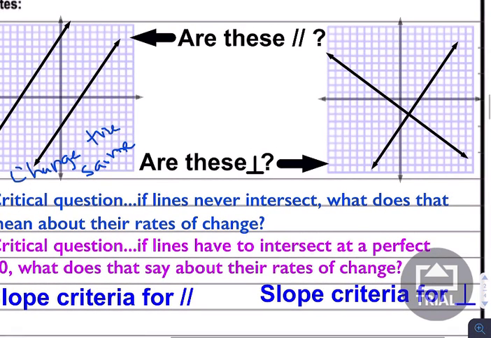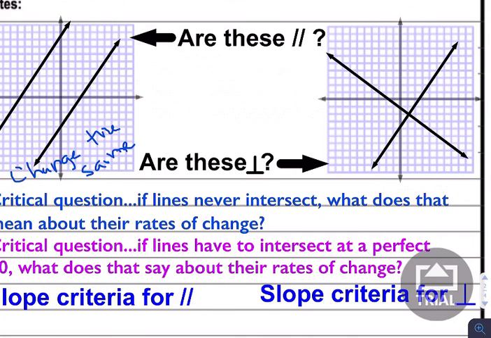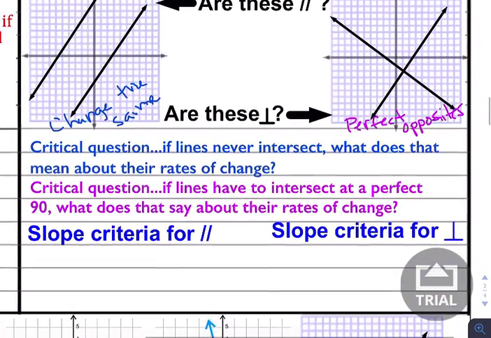in the same way. Versus over here, when we talk about the perpendicular sets, I would have to say that these have to be perfect opposites. If they're going to cross in such a way that they make a perfect 90, that means they have to be running in perfectly opposite directions. Now that doesn't tell us much about the slopes themselves necessarily.